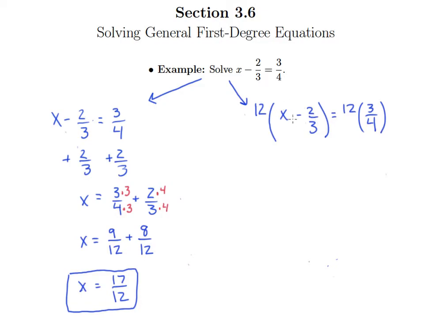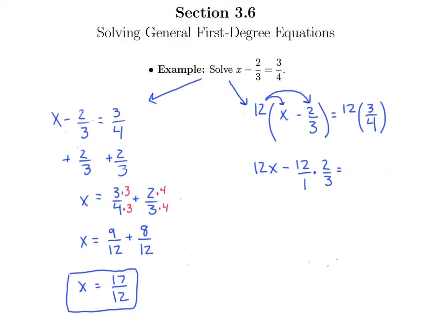So I multiply by 12 on the left and right, and I know that's legal as long as you multiply the entire left side and the entire right side by the same thing. So on the left, I'm going to have to distribute 12 to these two terms. So I have 12x minus 12 over 1 times 2 over 3.